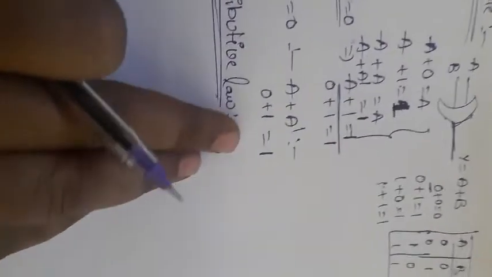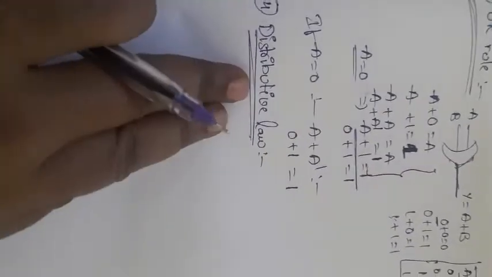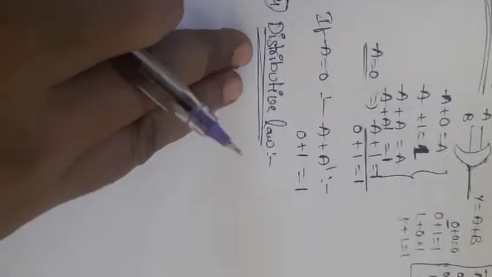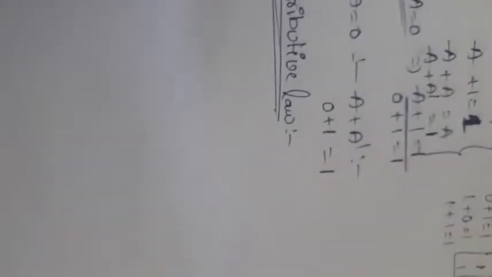Okay, so this is one of the most important rules in Boolean algebra. We will solve a lot of problems depending upon this rule, so just remember it. We will use this rule many times. You have to use this rule to solve the problems.